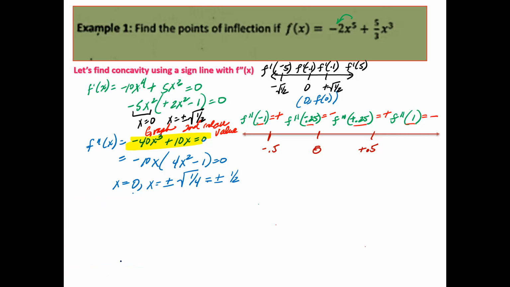So that means, and you can draw this, from negative infinity to negative 0.5, it is going to be concave up. From negative 0.5 to 0, it is concave down. From 0 to positive 0.5, concave up. And then from positive 0.5 to positive infinity, it is concave down.